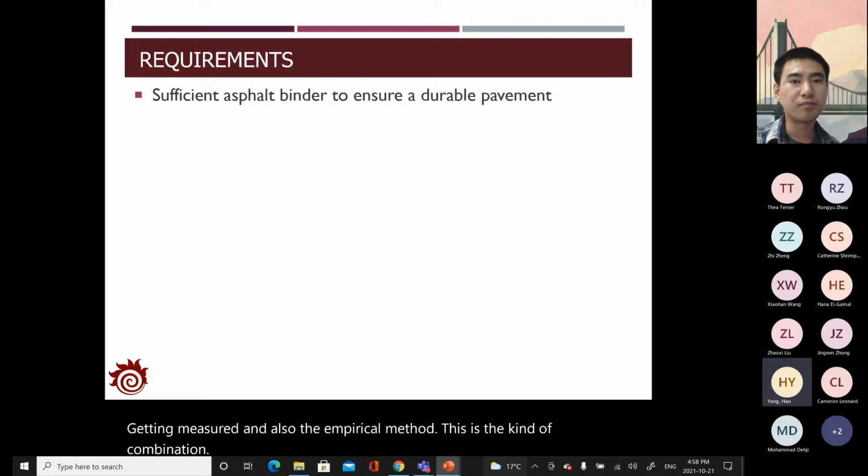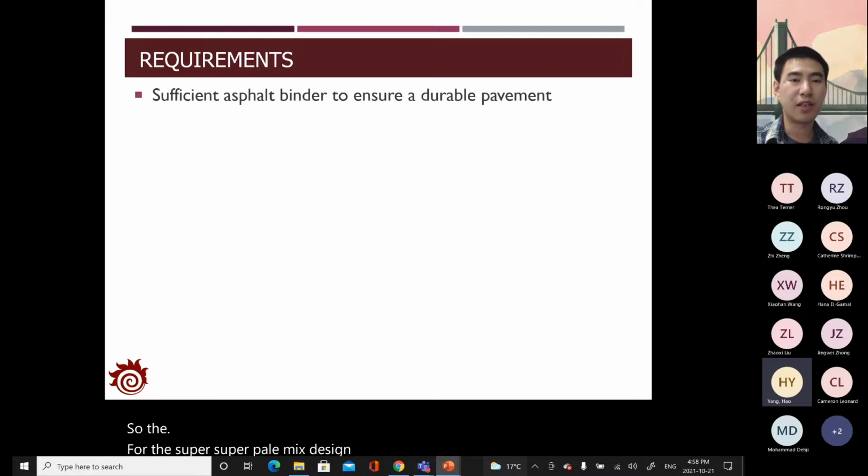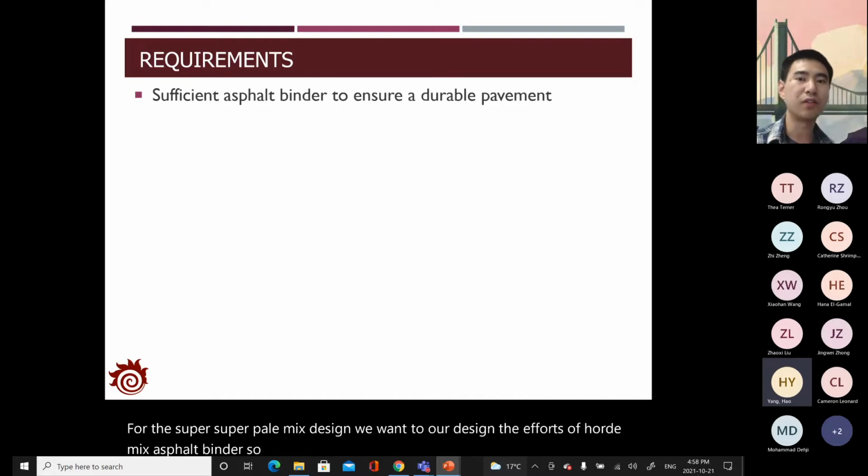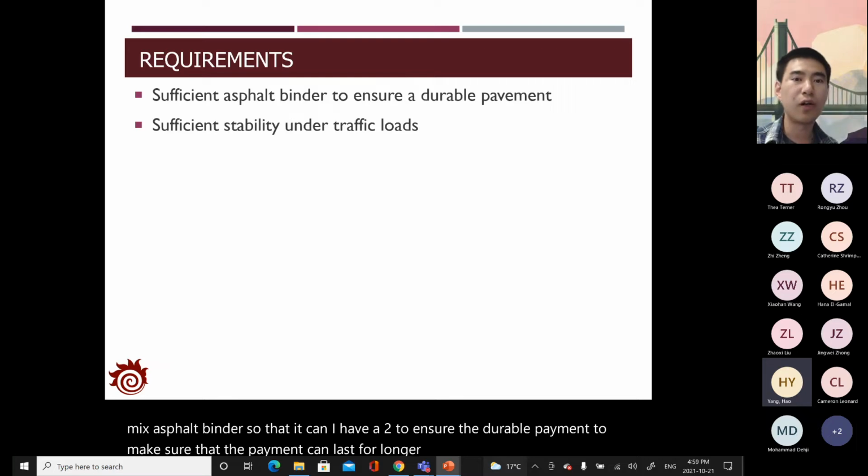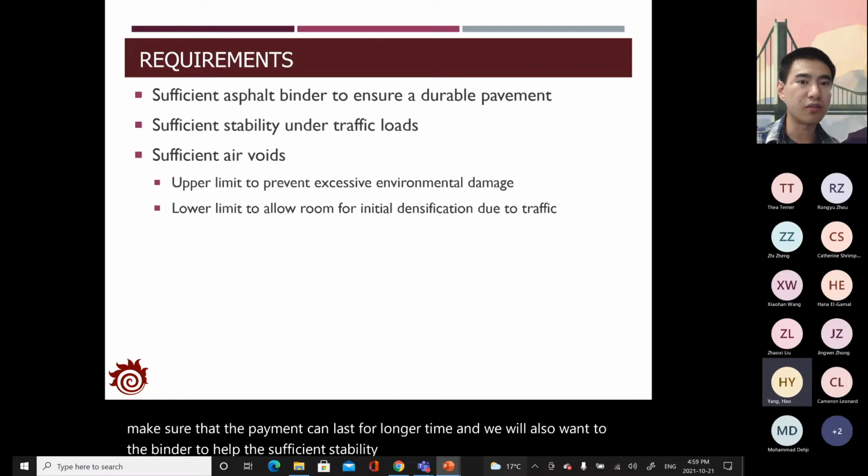So for the SUPERPAVE mix design, we want to design the asphalt, how to mix the asphalt binder, so that we can ensure a durable pavement, to make sure that the pavement can last for a longer time. And we also want the binder to have sufficient stability under realistic traffic loads.